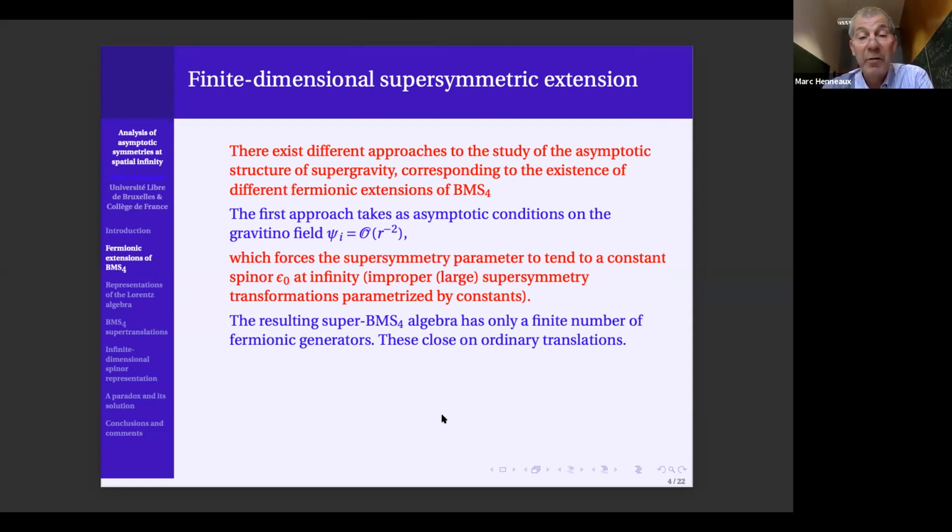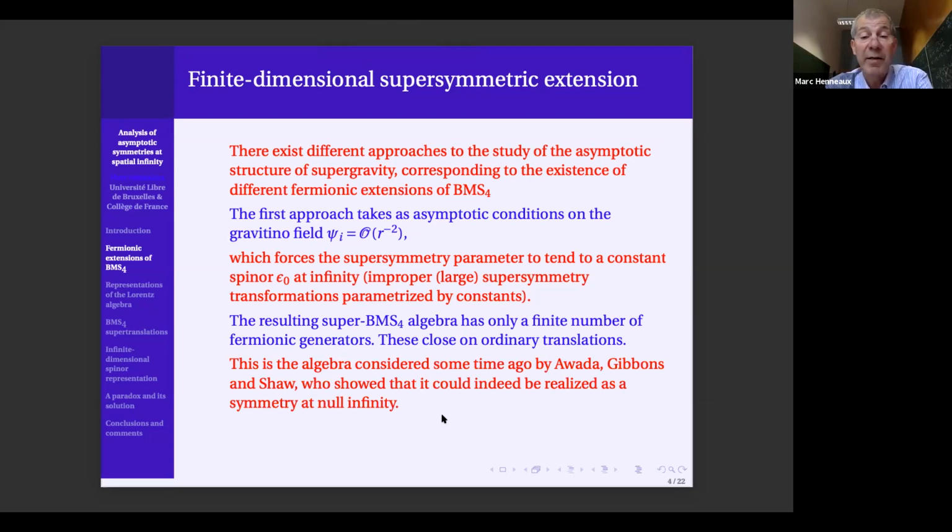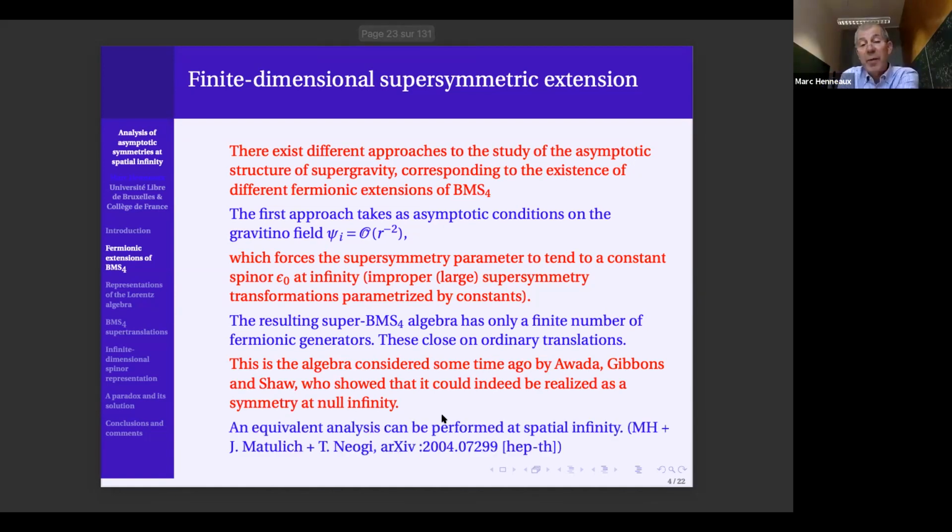And since that has to be a constant, that means that you have a finite number of fermionic symmetry transformations. And that is perfectly consistent, but you get a super BMS4 algebra, an algebra with a finite number of fermionic generators, which close on ordinary translations, as I recalled a few slides ago. And this is actually an algebra that was considered some time ago in the context of null infinity studies by Awada, Gibbons, and Shaw. And they found a way to realize it at null infinity, and that can be done also at spatial infinity. But there is another possibility.